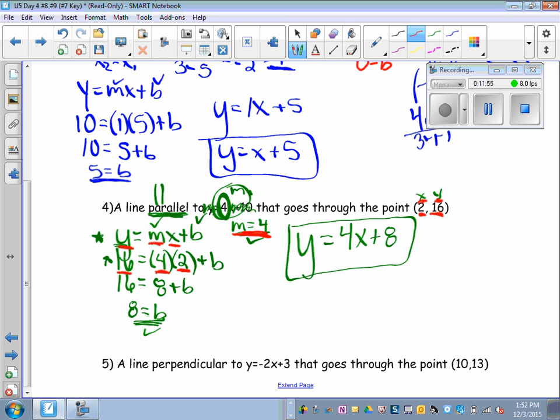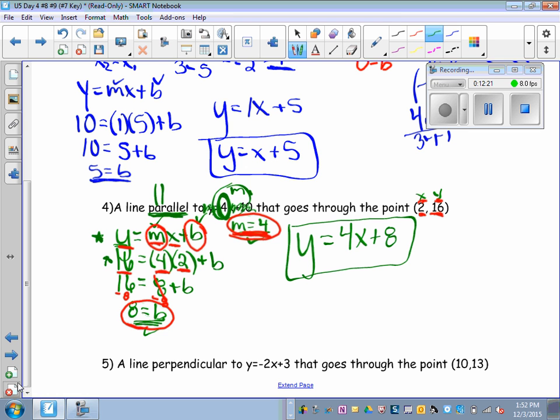So 4 times 2 is 8. 16, 16. And b is b. Then I subtracted 8. 16 minus 8 is 8. 8 minus 8 is 0. I get 8 is b. Does that make sense? Yeah. Okay, so then I have my b. I have my slope. So I put that into my equation. Slope, b.